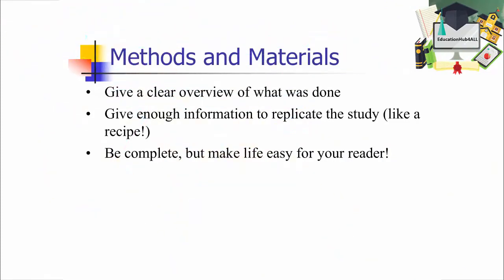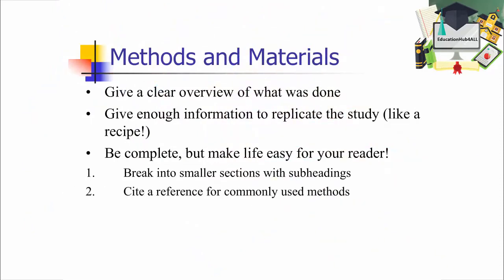So there's a couple of things you can do to make life easy for your reader. You can do things like break your methods into smaller sections with subheadings, or cite a reference for commonly used methods rather than going into all the details of a well-known method. And wherever possible, display methods information in a flow diagram or even a table. Get creative. There are a lot of things in the methods and materials section that are better presented as a table or a flow diagram rather than as text.